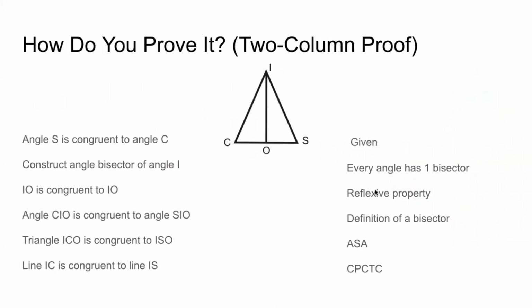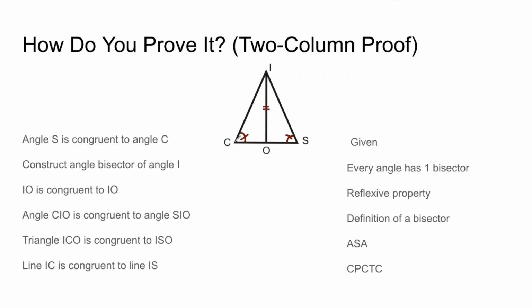So I set about proving this with a two-column proof. I started off by saying that, as this was a given, angle S is congruent to angle C. I decided to construct the angle bisector of angle I because every angle has one bisector, and said that IO is congruent to IO because of the reflexive property.